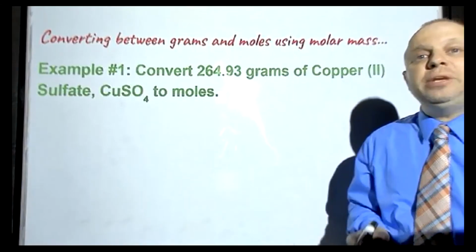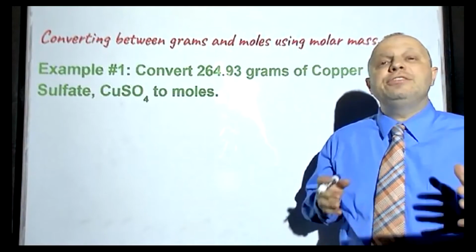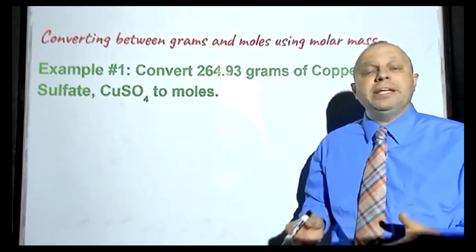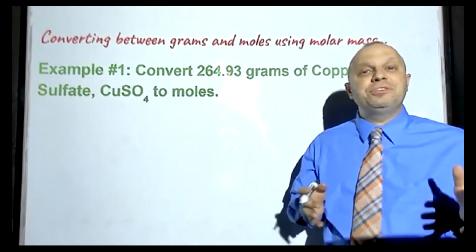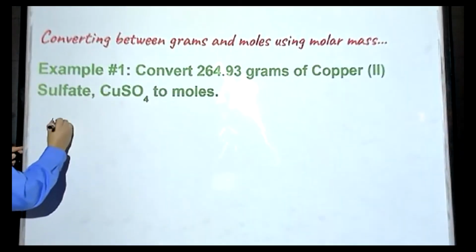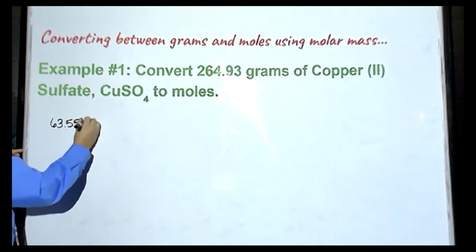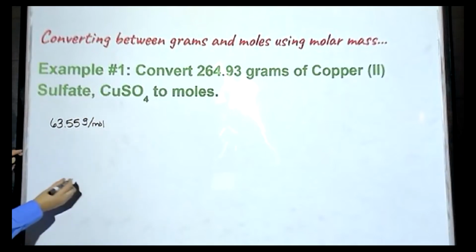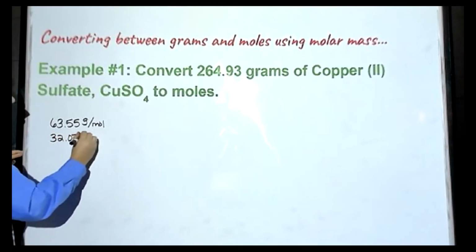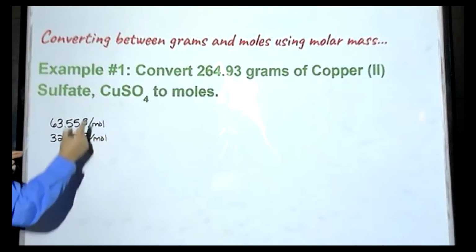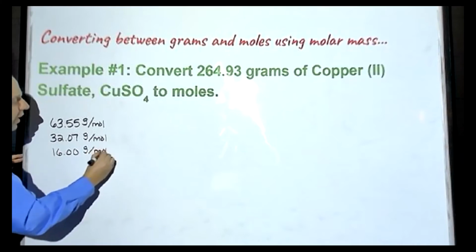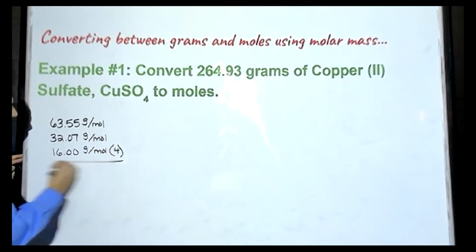So the very first thing that you need to do with all of these problems is find out your molar mass for the substance that you're dealing with. So in this case, our example is going to have copper sulfate. So the molar mass for copper is 63.55 grams per mole. The molar mass for sulfur is 32.07 grams per mole. And our molar mass for oxygen is 16.00 grams per mole, which will be multiplied by 4.